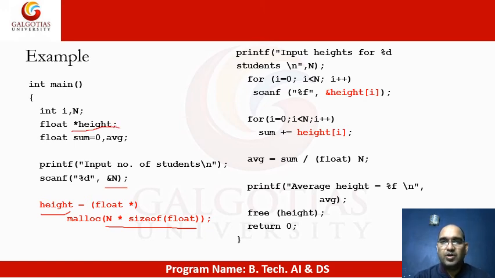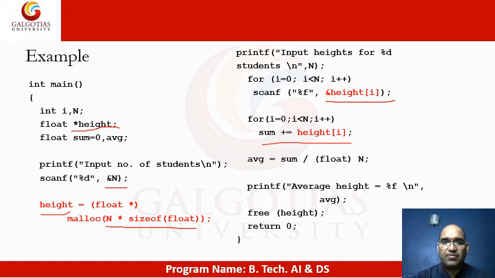So printf input the height for %d student. Now we will input the heights for all the students. For i is equal to 0, i less than n, all these values will be stored in the array height. So height is a pointer which can also be used as an array, because we have created enough memory for this. Now for i is equal to 0, i less than n, i++, sum is equal to sum plus height[i]. So it will sum up in the variable sum.